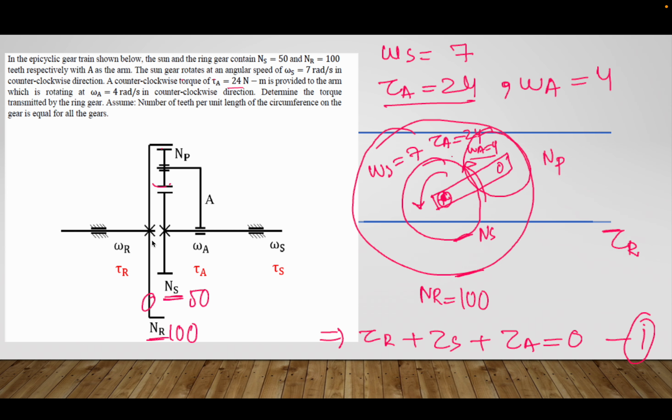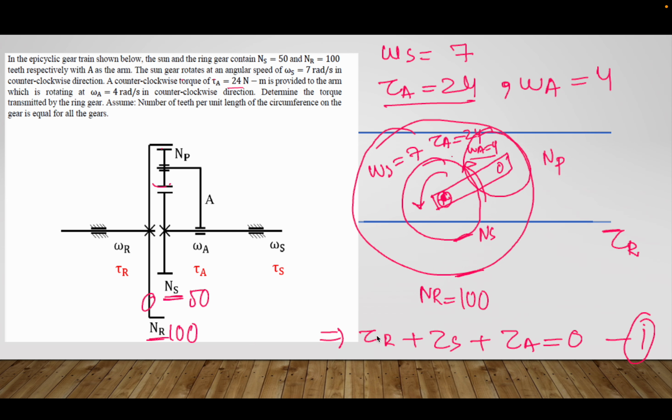So you can see this assembly given here. We have a ring gear, in which we have a sun gear and a planet gear, right? The planet and sun are connected by this arm, and the planet and ring are also connected by the same arm. This is the common arm for the connection between the sun and planet, as well as the ring and planet gear. So here omega s is given, tau a is given, and omega a is given. Ultimately we need to find the torque transmitted by the ring gear.